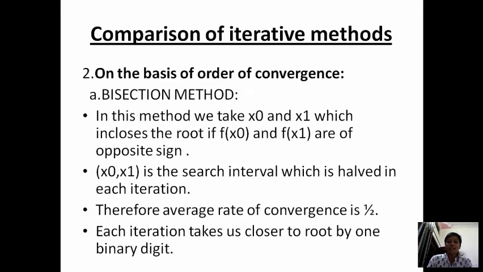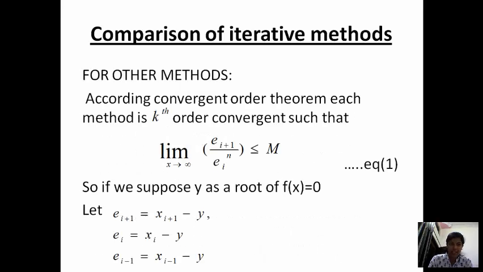Now on the basis of convergence, in bisection method we are having x0 and x1 which we take always of the opposite side. x0 and x1 is a search interval which is halved in each and every iteration, and therefore the rate of convergence of bisection method is 1 by 2. Each iteration takes us closer to the root by at least one binary digit actually.